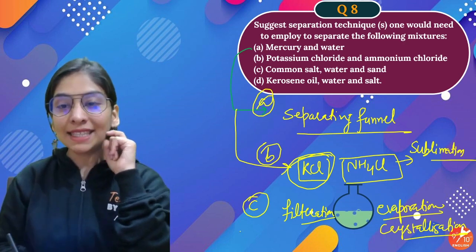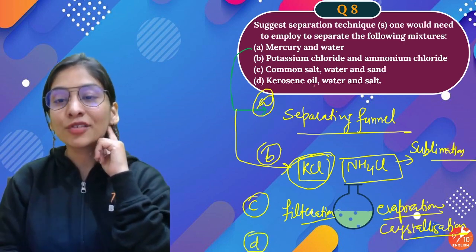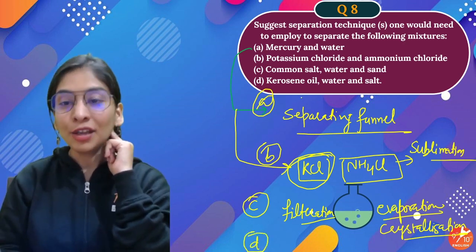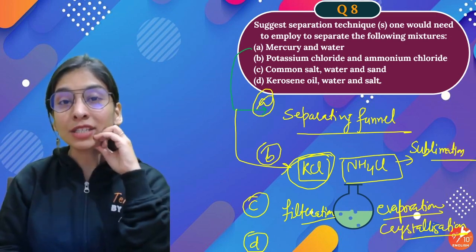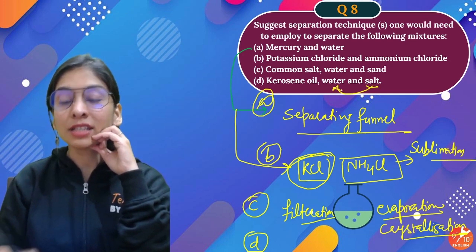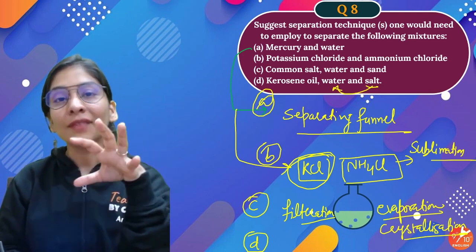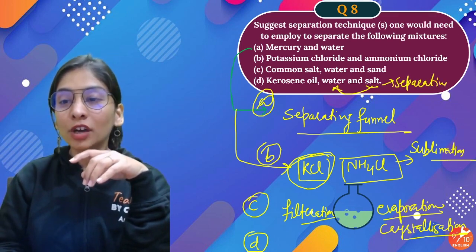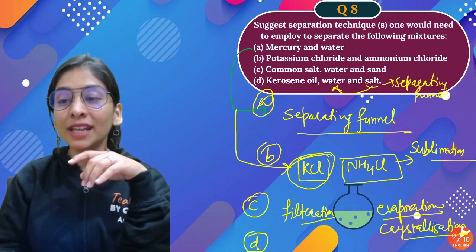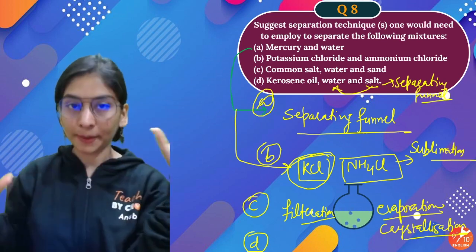Okay, let's see the D part. D part is kerosene oil, water and salt. Again, for the first thing, kerosene oil, water, separating funnel I can use. Salt is something that's dissolved in water. So when I'm having it in the separating funnel, what will happen? My water and salt mixture will separate from my kerosene oil.